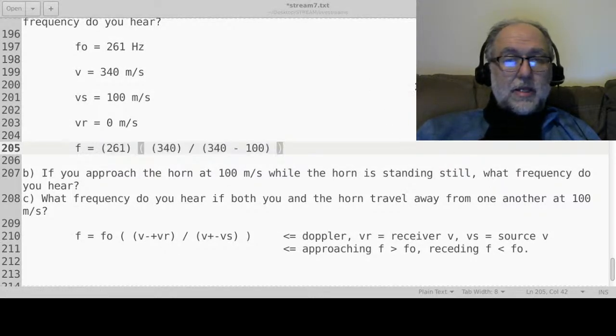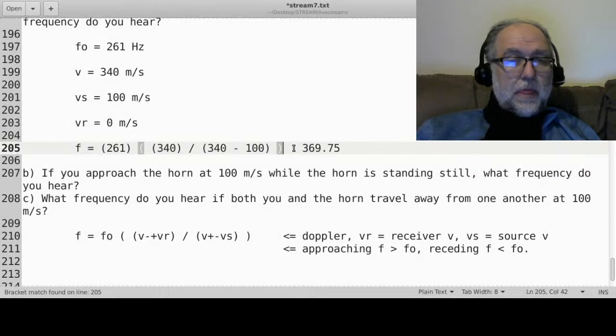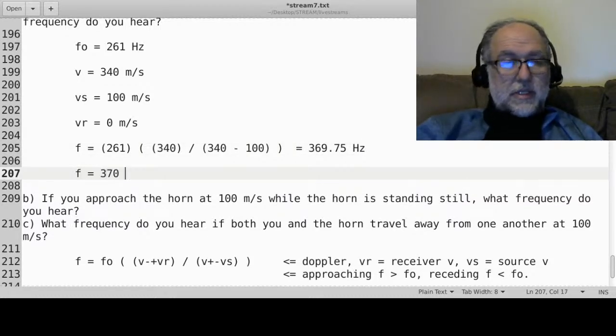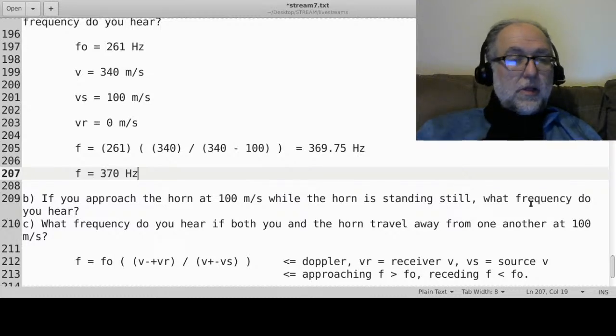That gives me this frequency right here. It equals that, in hertz. And I guess we should round that off. That's going to be f equals 370 hertz. And does it make physical sense?